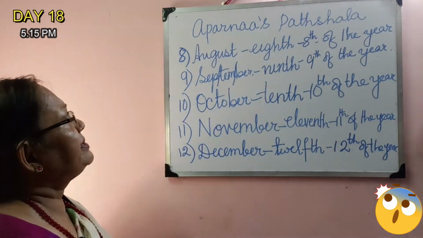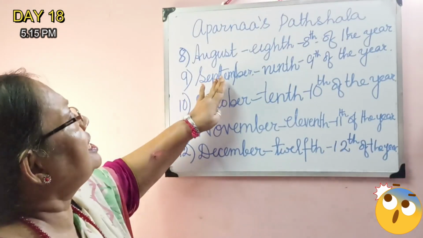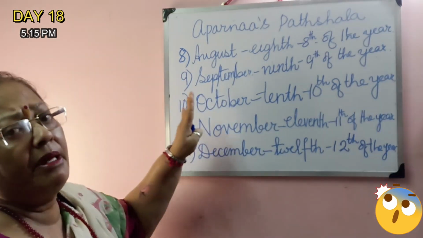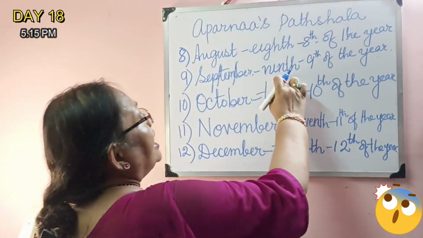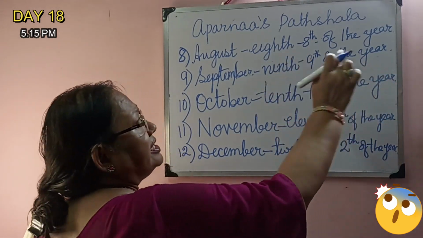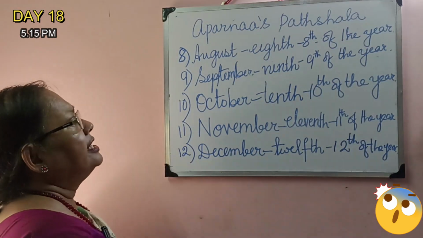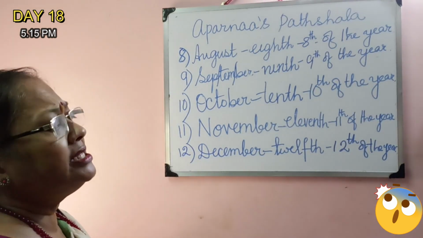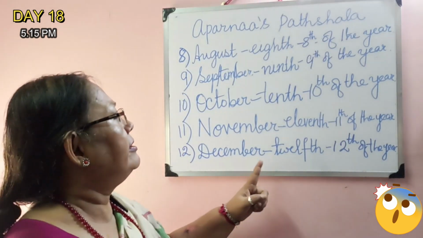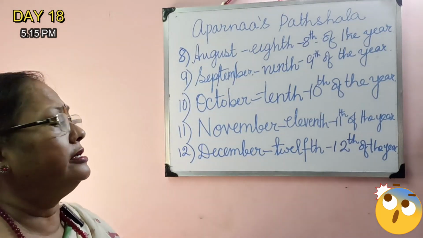Next comes September. I have broken it into syllables to remember the spelling. Ninth month of the year. Okay. Next, October, 10th month of the year. Again. Next, November. November is the 11th month of the year.